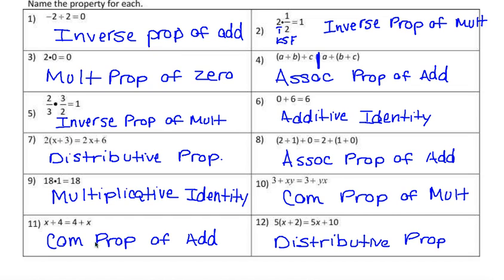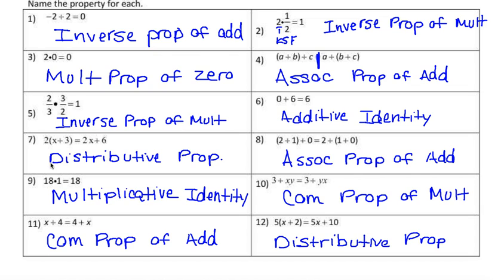I do want to look at number 10 because number 10 can be a little bit tricky. You're changing the order of the X and the Y. And remember, when numbers are smushed together, same thing with letters, that means multiplication. So this is the commutative property, and it's of multiplication because it's changing where the multiplication is. So that's why number 10 is the commutative property of multiplication.